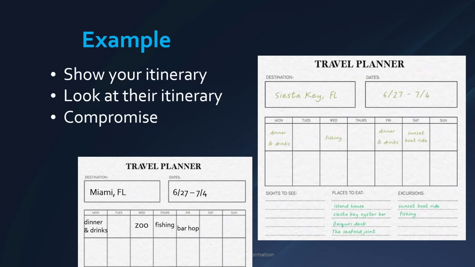And then Friday, I wrote down dinner and drinks. They wrote down bar hop. Well, maybe we want to do, again, some sort of compromise between these and say, let's do dinner and bar hopping instead of just dinner and drinks. And then I wrote down sunset boat ride, and they had nothing for Saturday. Maybe we should just do the boat ride, or maybe they really had a good reason that they wanted to do nothing on Saturday and we should remove the boat ride. But in the end, we merged these two together, and that is the merging process.